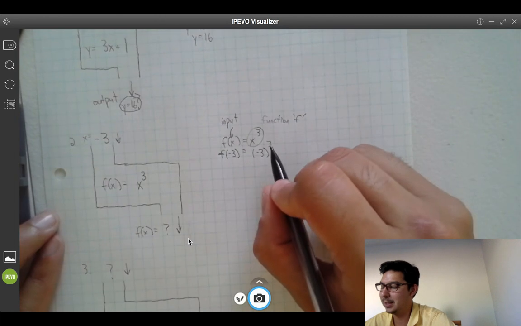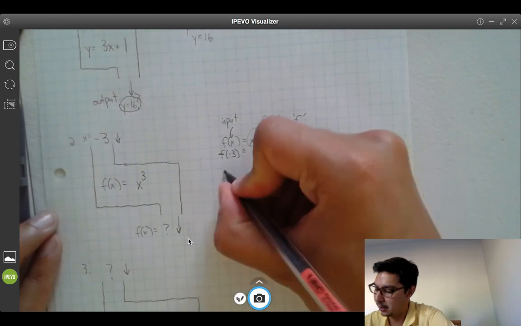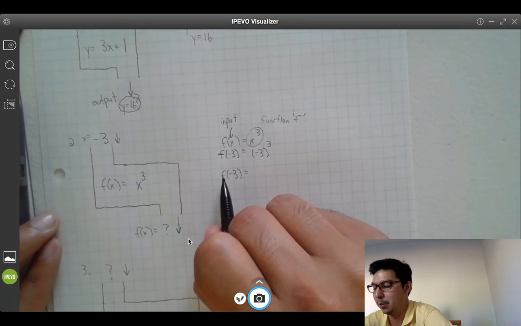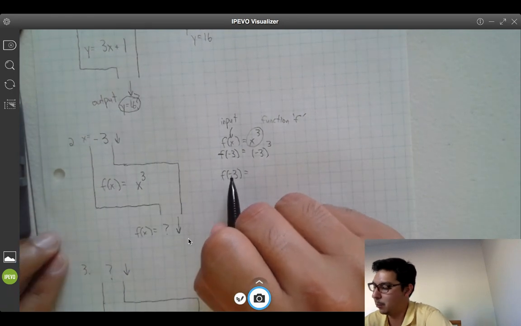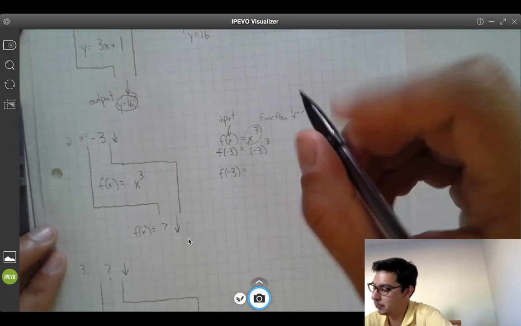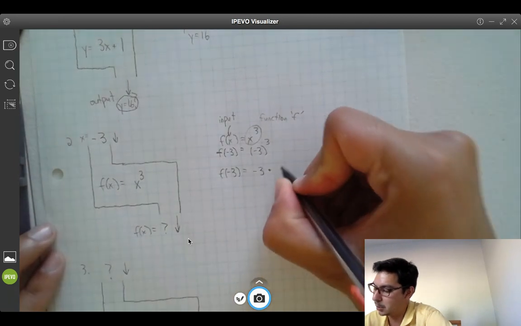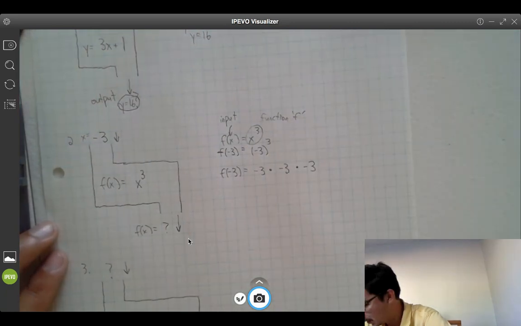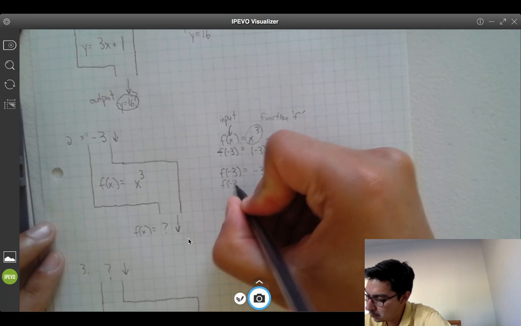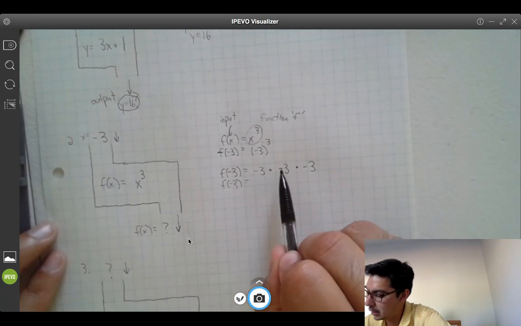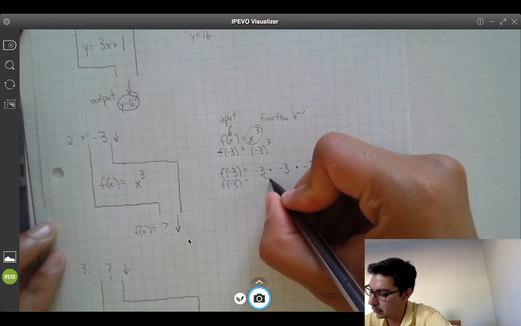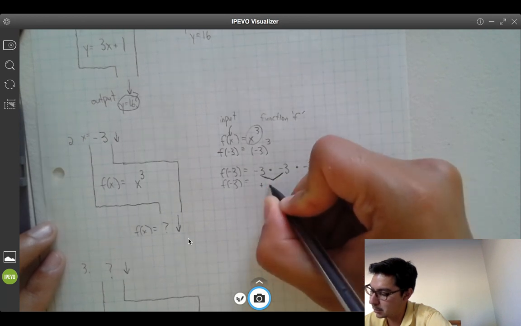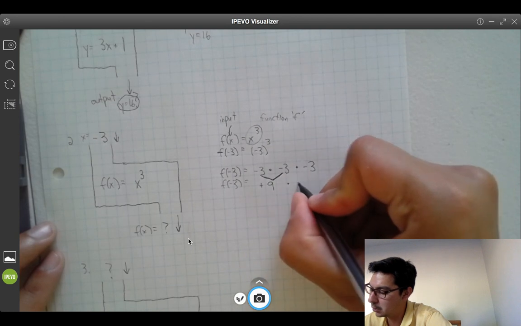Now, what do powers mean again? That's how many times you're multiplying this. So you have f of -3 equals, which you just bring down because you're saying, I want to find the output of the function f when I input -3. So you have -3 times another -3 times another -3, because there's 3 of them. That's what powers mean. Let's see what it is. A negative times a negative is a positive, and 3 times 3 is 9. So you're going to get positive 9 times -3.